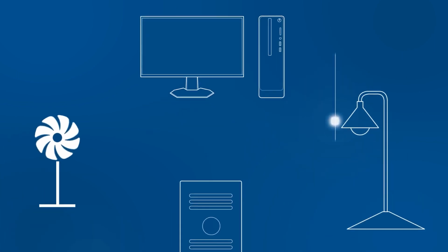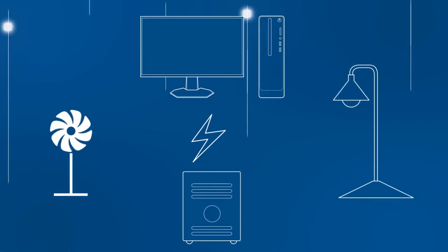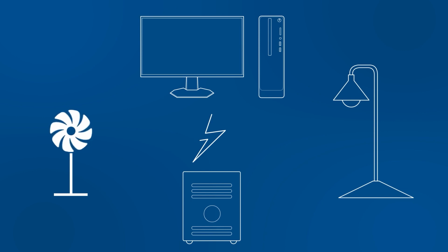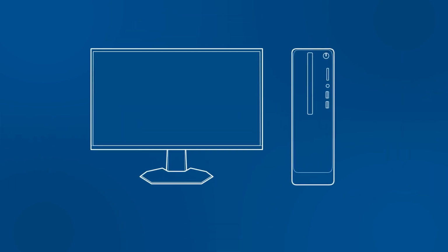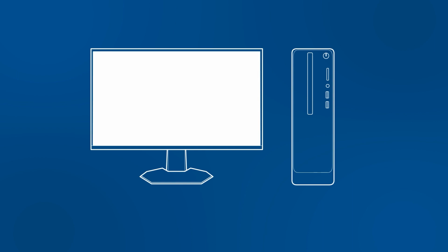If there are other electrical devices sharing the same power strip as your PC, such as a fan, a heater, or even a light, unplugging them will avoid electromagnetic field interference, which can cause image distortion and flickering.